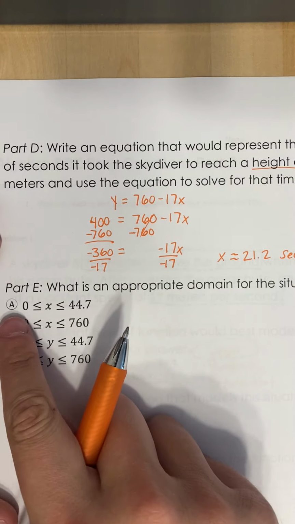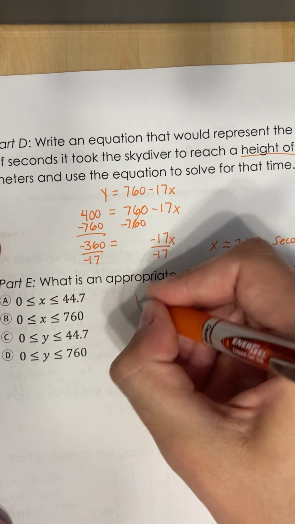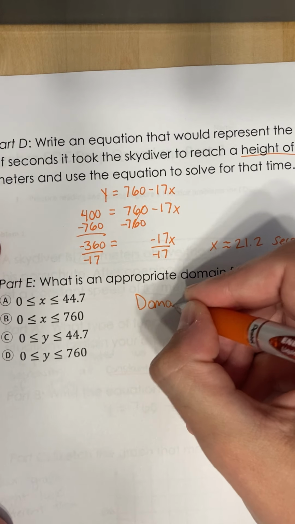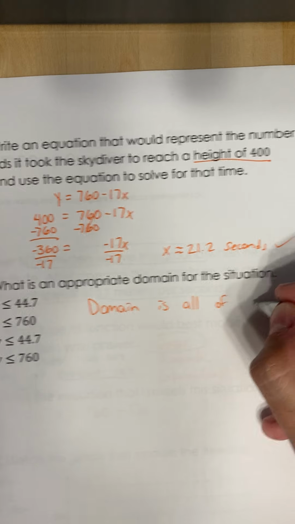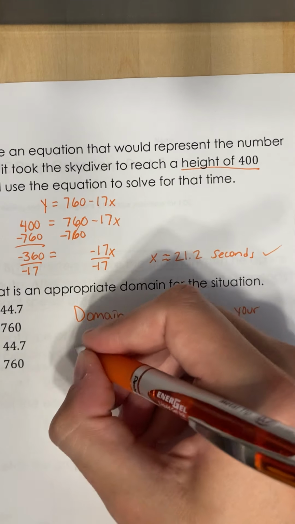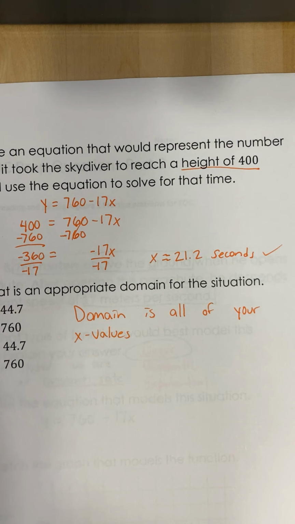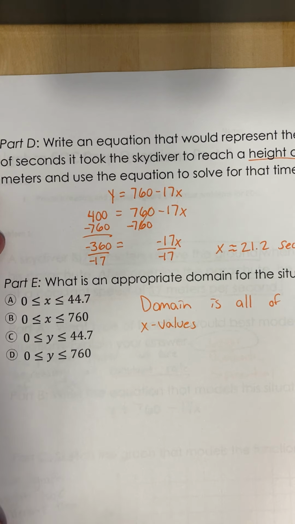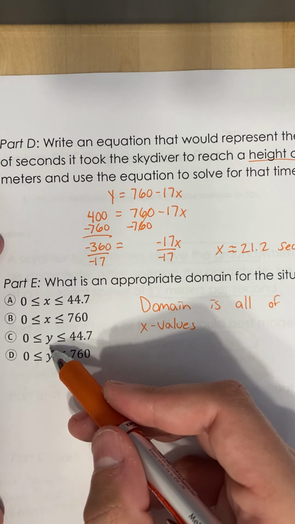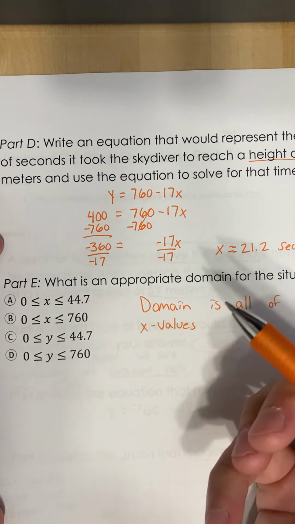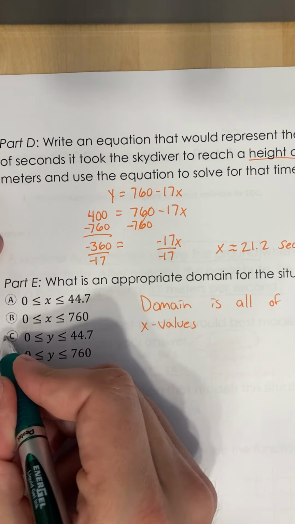All right, and part E, the last one, what is an appropriate domain for the situation? So just remember that domain is all of your x values. So right off the bat, we can eliminate C and D because they're not talking about x values. So let's scratch these out.